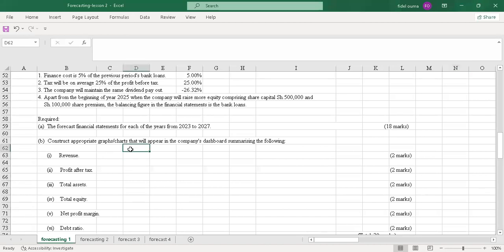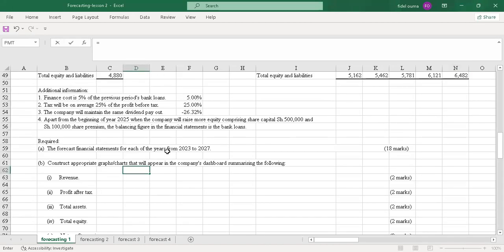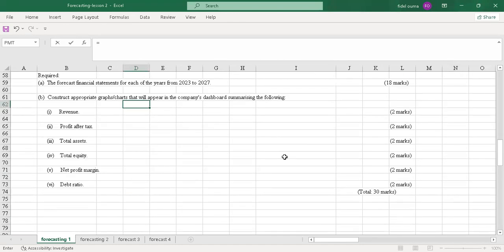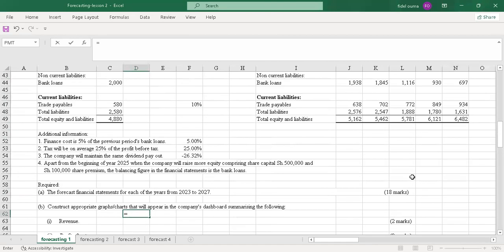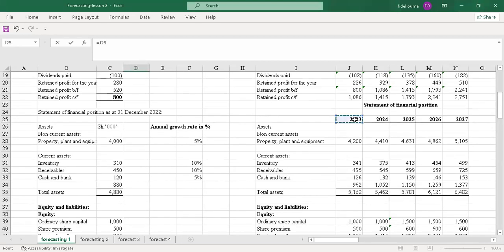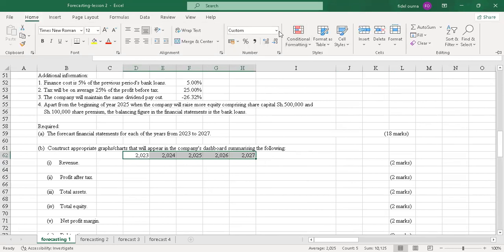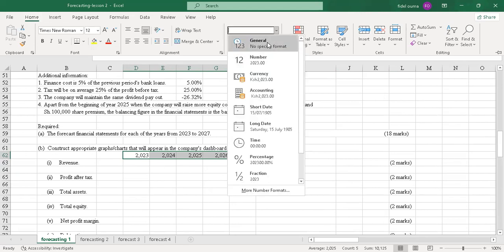So I'll start with the year from 2023. So this is what you'll do. I'll do it here. Or I can just have the values. Let me just have the values there. So I'll just say equals to, then I'll pick this. Then I just drag, copy up to 2027. Let me change this to be clear. So I just go to home, then general.